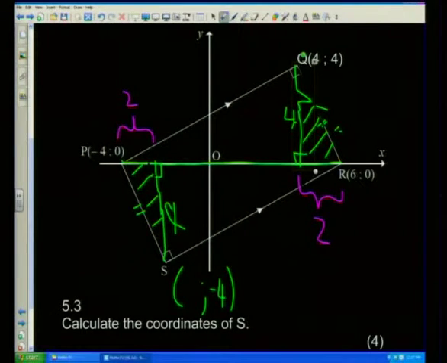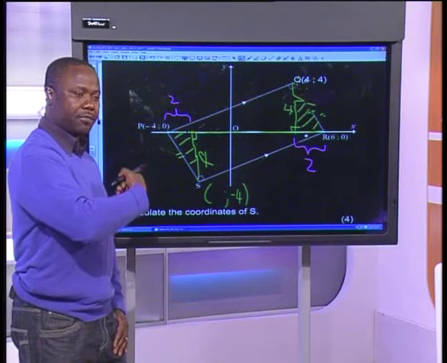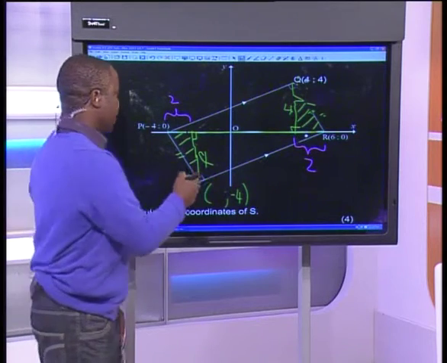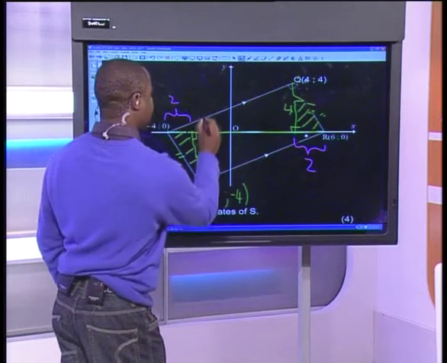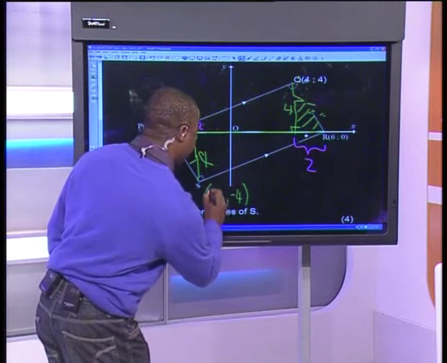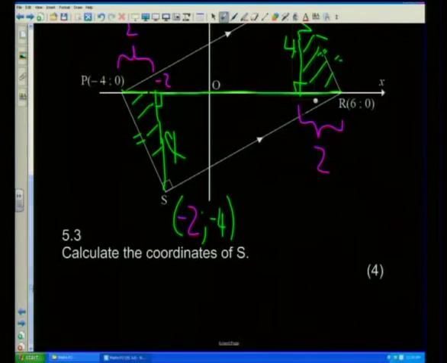Now, to find the x coordinate at S, you simply have to take away from the -4 2 units, go into the right. And you will then have a point here that is -2. From -4 to -2, you have 2 units. So the x coordinate here is therefore -2. And that's all they asked for. Yeah, you have obtained it.